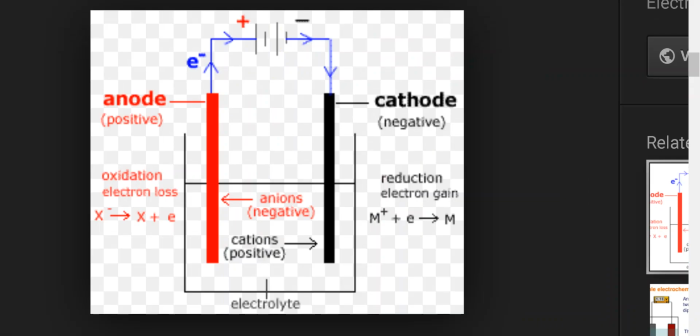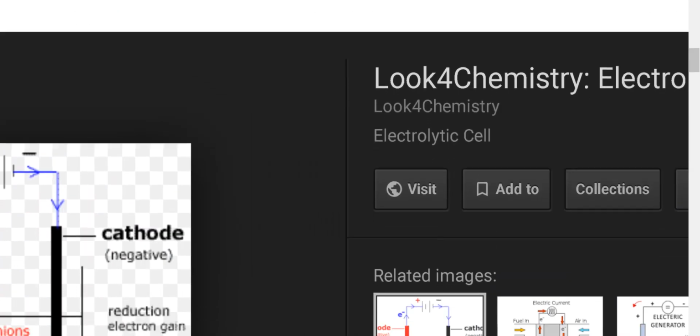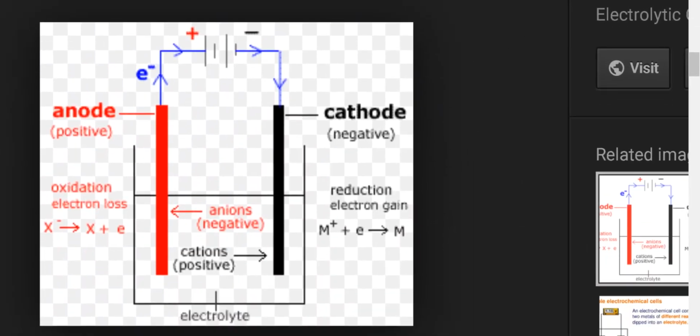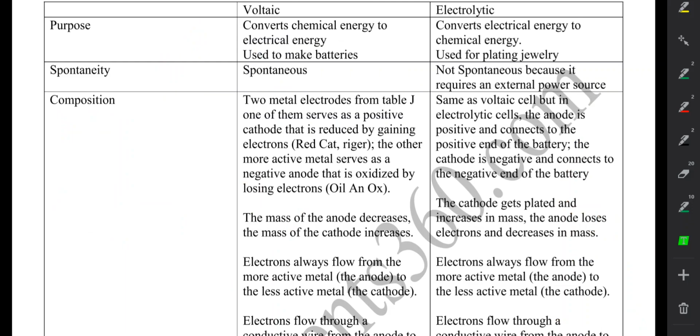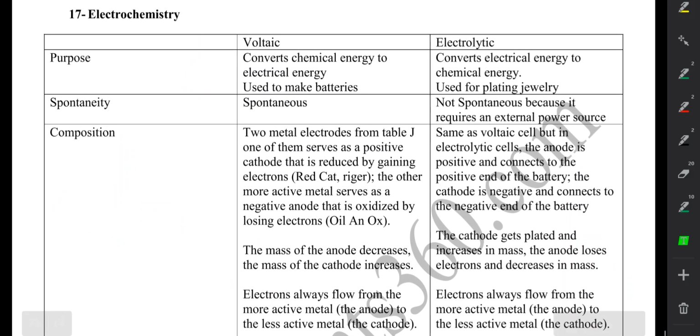Now let's take a look at an electrolytic cell. We notice that in an electrolytic cell, there is a positive and a negative, right on the top here in the middle between the blue lines. We're seeing a battery. This picture was taken from Look for Chemistry. If you go on Google, type in electrolytic cells, you'll see this picture come right up. So the only difference here is that an electrolytic cell has a battery. It's powered by a battery, and it is not going to create electricity. As a matter of fact, it's going to be using electricity to create chemical energy.